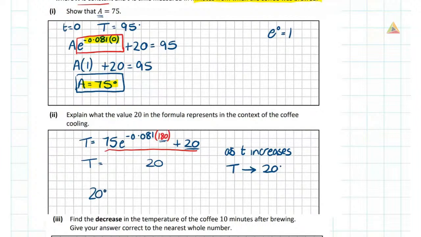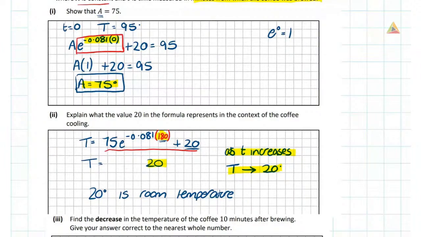So 20 degrees, it's as simple as that. It must be room temperature. Why? Well, because as you leave the coffee for longer and longer, and I've just tested it by putting in a huge number for T, 180 minutes, remember, is 3 hours, the temperature gets really, really close to 20. So as time goes by, the temperature keeps approaching 20 degrees. It's never going to go below that temperature, basically. It's the minimum temperature that the coffee will reach, or in other words, it's the temperature of the room that the coffee is in.